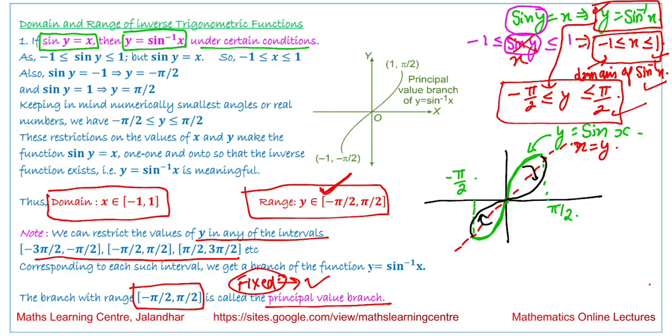This graph is shown over here. This is the graph of the inverse function. So this is for the principal branch. Similarly, we can plot the graph for any other branch.